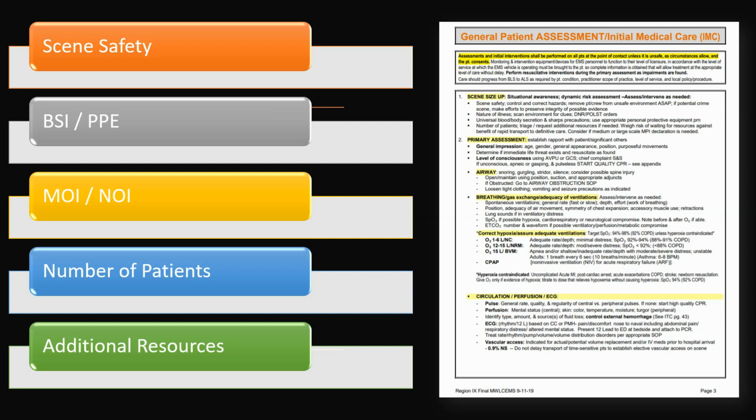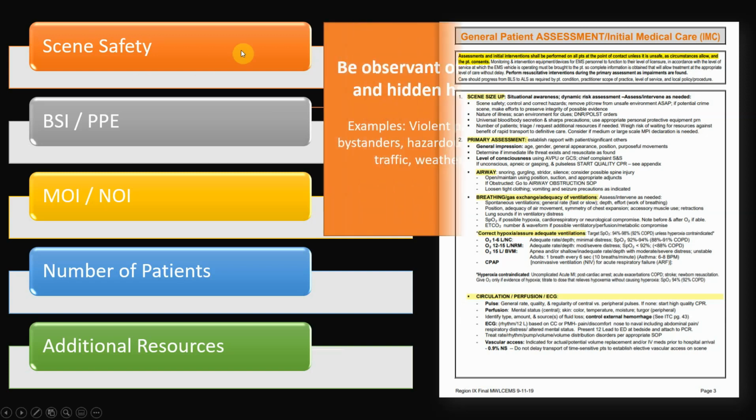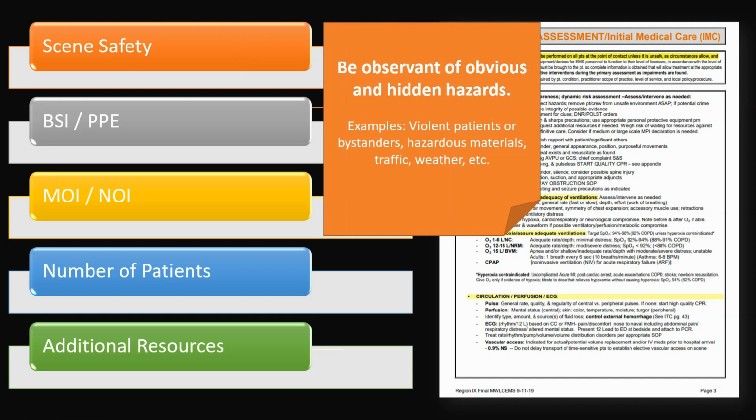N95s on every call, the use of gowns far more frequently. And really, when we talk about BSI, there's a lot more to it as well. So, looking first of all at scene safety, be observant of those obvious and hidden hazards. I know it sounds kind of funny saying, be observant of hidden hazards. What we have to do, though, is have that 360-degree situational awareness. We have to have our head on a swivel, and we have to be able to anticipate hazards that may not be very obvious to us.